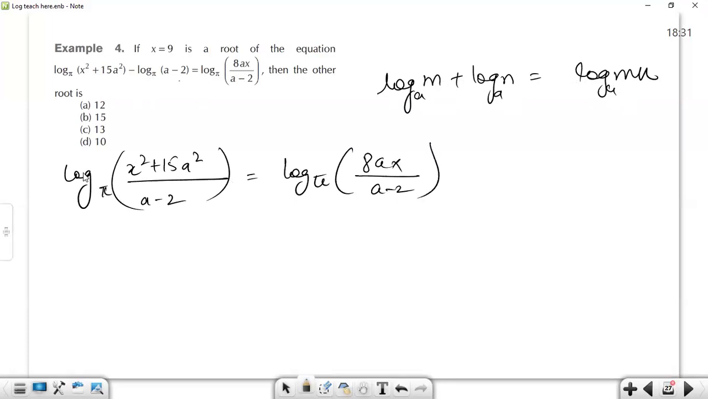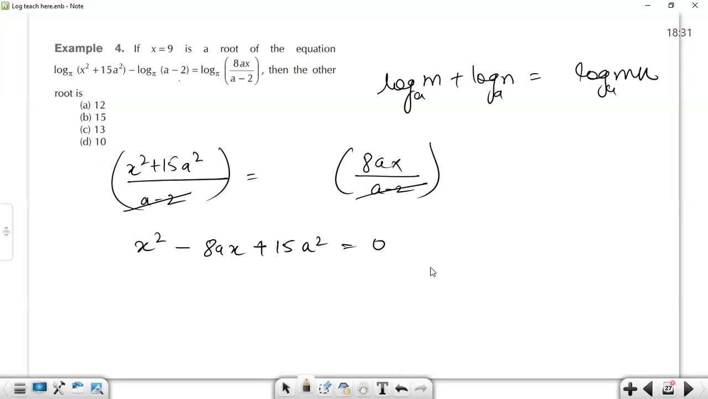Now, after taking the anti-log to the base pi, these two terms will vanish. So now a minus 2 cancels a minus 2. Now I will go further on to solve this equation. We can write this in this format, right?